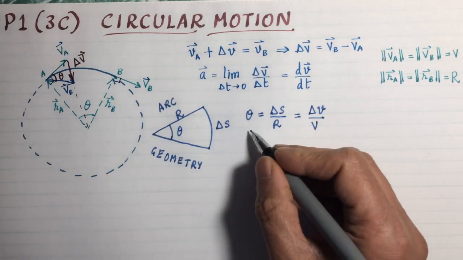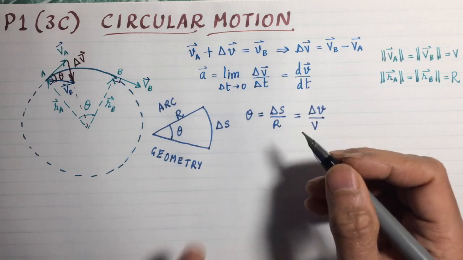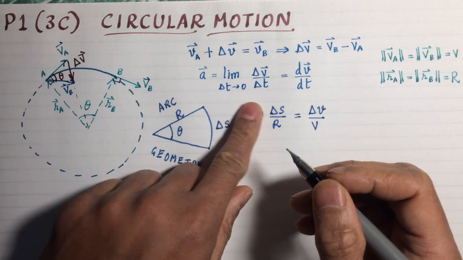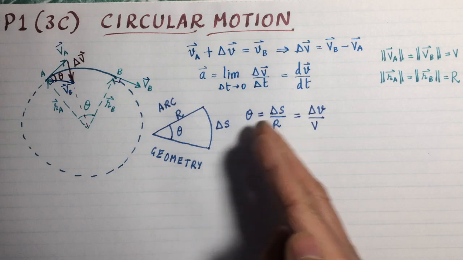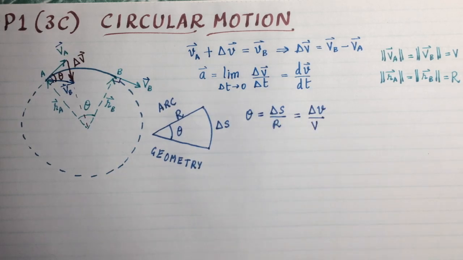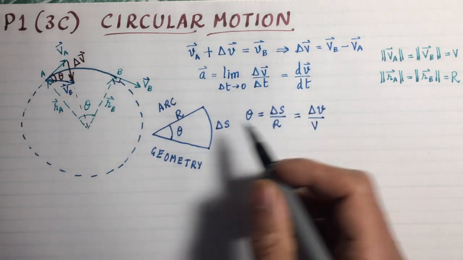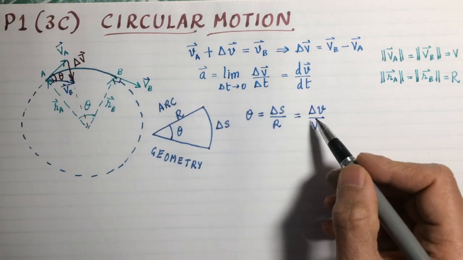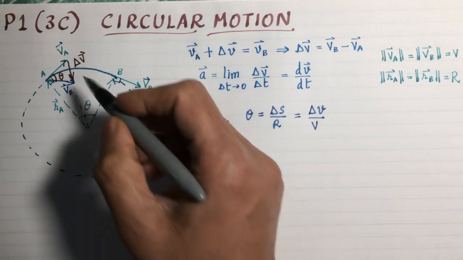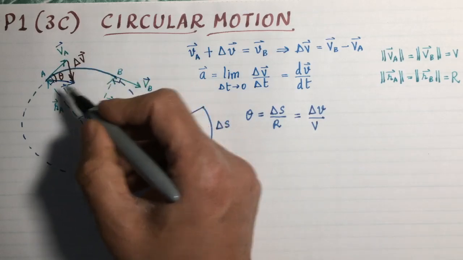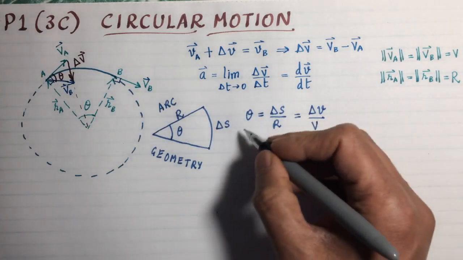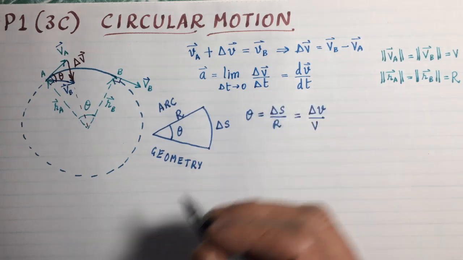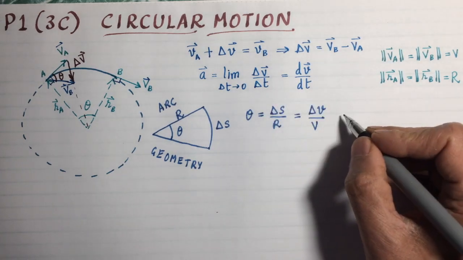Now what I'll do is divide both sides by delta t. Actually, at this point I don't care about theta. This just helps us establish the proportional relationship. Theta is equal to delta s over r by looking at this sector, and theta is equal to delta v over v by looking at this triangle as another sector. So once that's finished, theta's job in life is complete, so we'll ignore it.